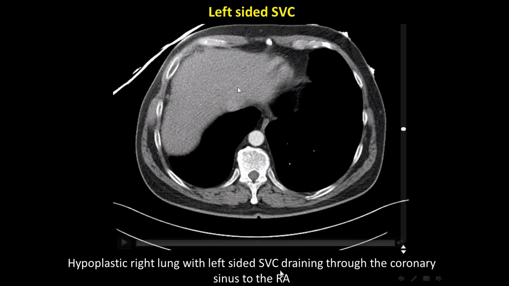Yeah. What we saw here is a case of left-sided superior vena cava, in which it's draining into the coronary sinus. Do you remember the coronary sinus? When we talked about the cardiac veins, we said that they drain the venous blood back from the myocardium to the coronary sinus and then to the right atrium. So in this case, the superior vena cava is located on the left side, and this is draining into the coronary sinus and then to the right atrium.